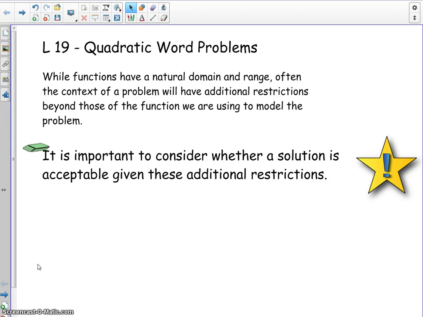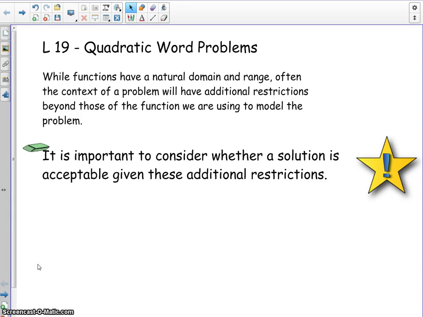So a couple things to remember here: functions and equations do have a domain and range, but we've seen it before in some examples where there is a context to the problem that's going to give us additional restrictions beyond those that we see from the function. For example, if you think about a parabola, normally the domain of any parabola is that x is an element of the real numbers. Any x value you can put in there, it will work.